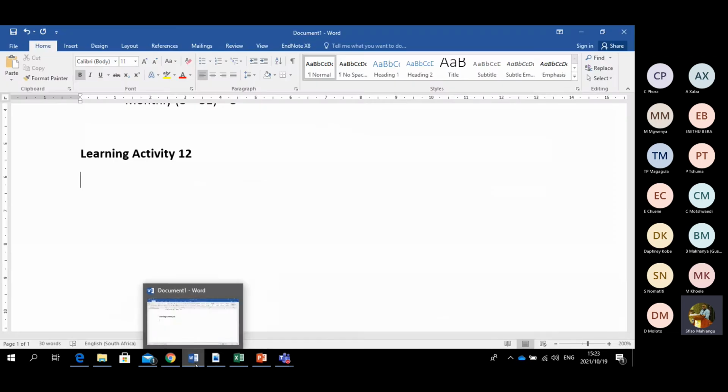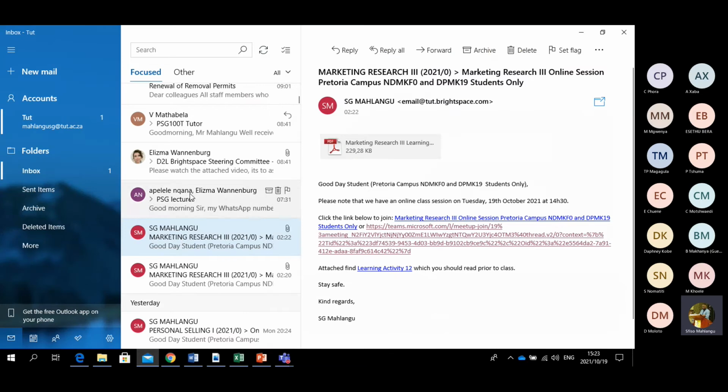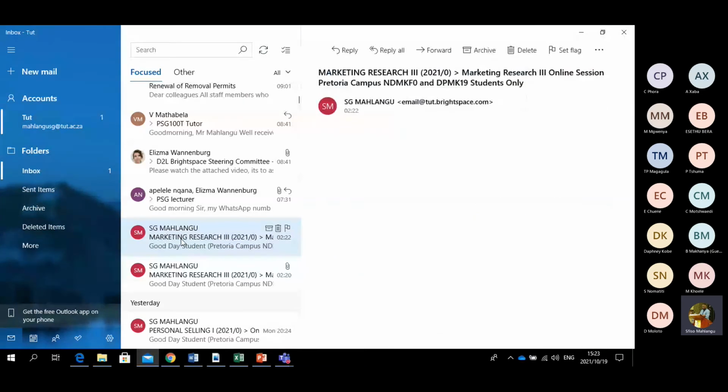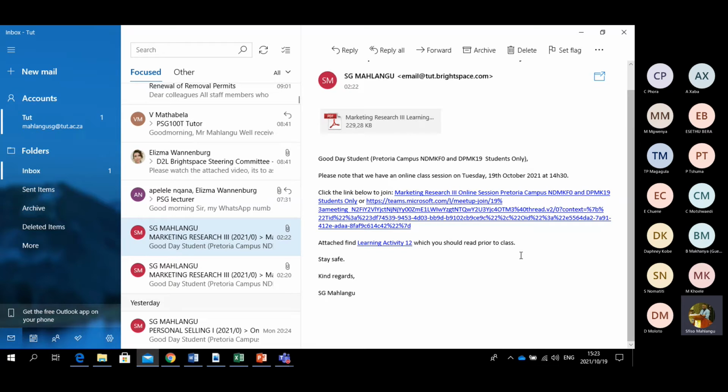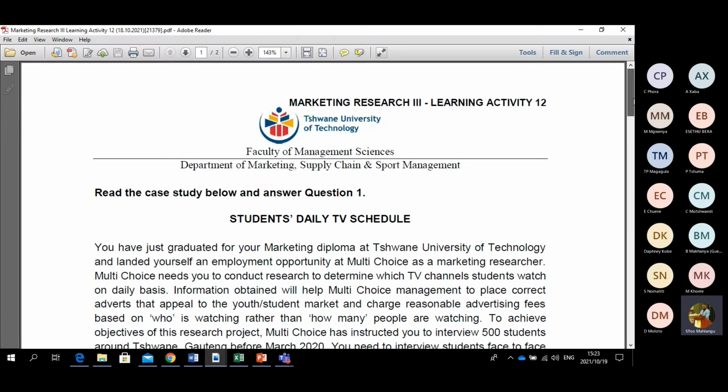So just to illustrate, in this email that told you that we have class, you'll see there's an attachment there, the learning activity, or you can click that link there. In future, if you don't read this before class, you might struggle to connect a bit. So try and read them before class, spend just 15 minutes. It does not necessarily mean answer questions or do all the questions, just read and get an idea.